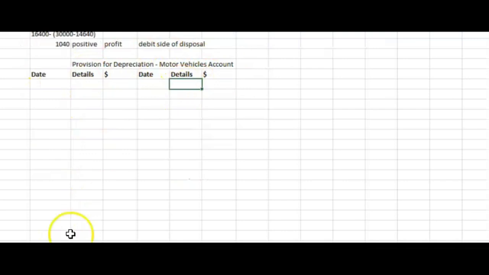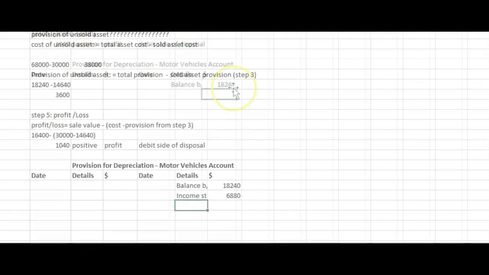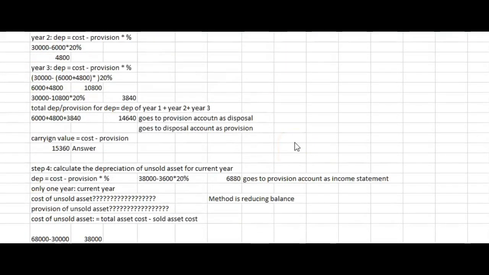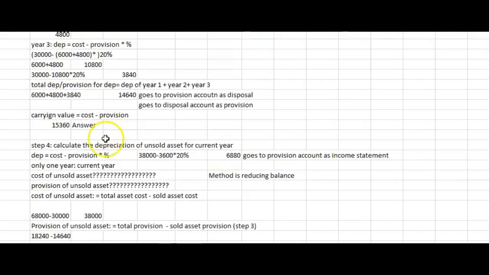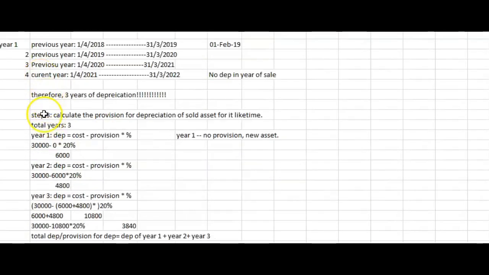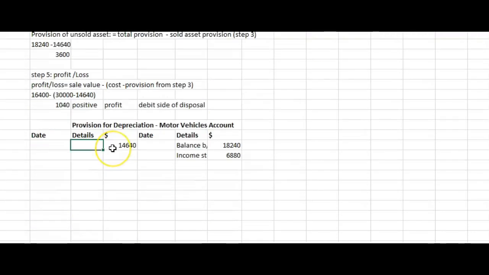We begin the provision account posting the balance BD, which is the beginning of the year balance in the provision given in the question as 18,240. And then we take the value we got in step 4 and post it on the credit side as income statement. Go to step 3, and the total depreciation you got in step 3 is posted as disposal on the debit side. Now put the dates.